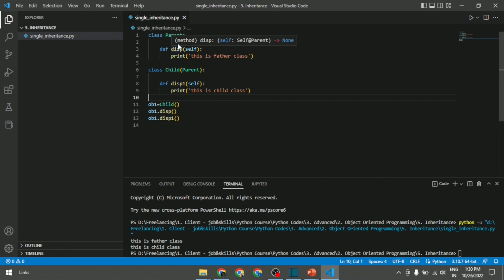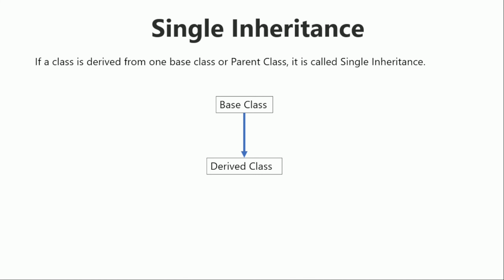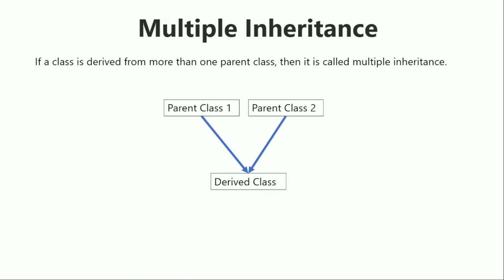Now as the child class is derived from the parent class, I have created an object for this child class. With the help of this object, I am able to access all the properties of the parent class as well as the child class, which is ob1.disp and ob1.disp1. So this is the output which I have got. This is the completion of single inheritance. I think you understand. Here I'm deriving the characteristics of both parent and child by creating a single object of the child class.